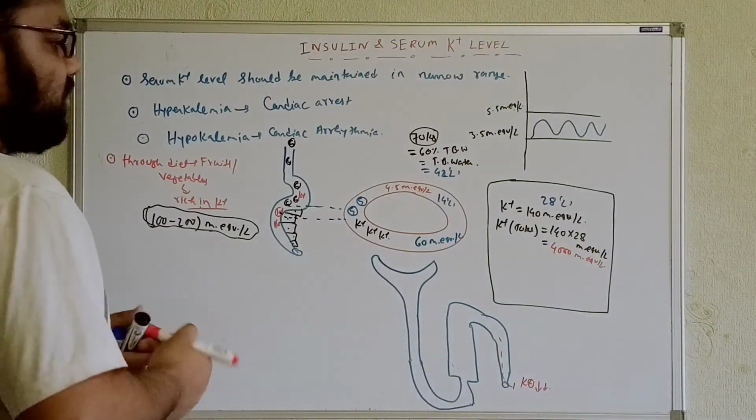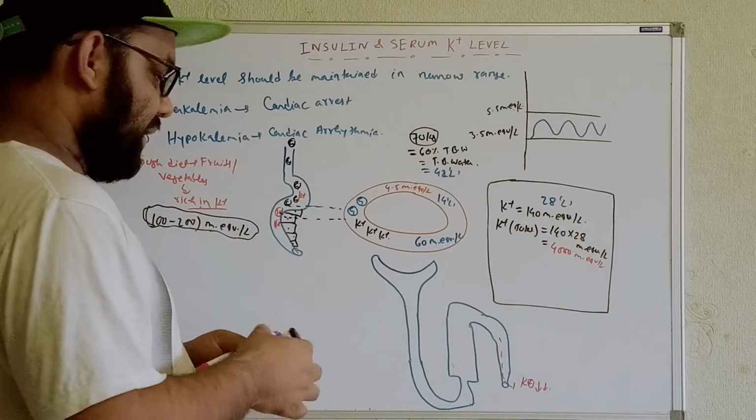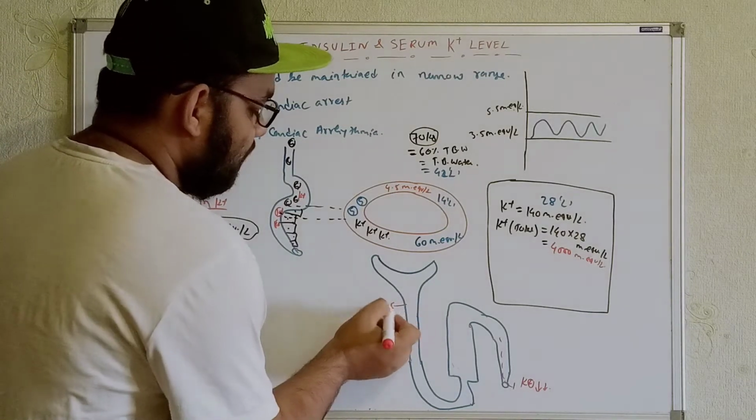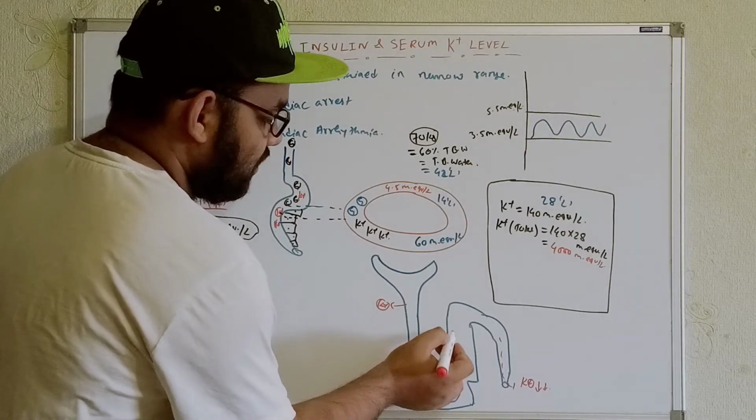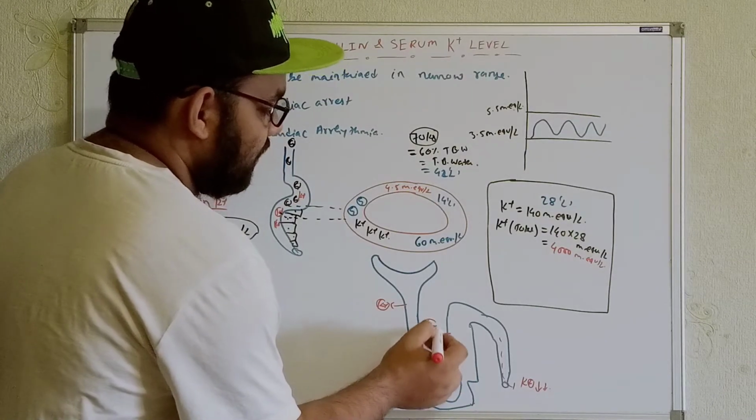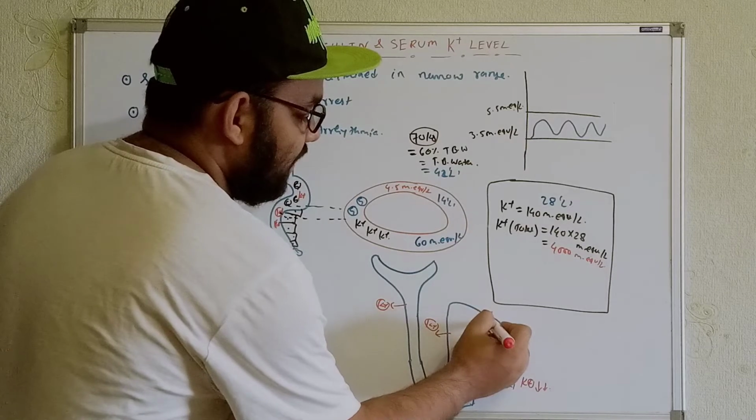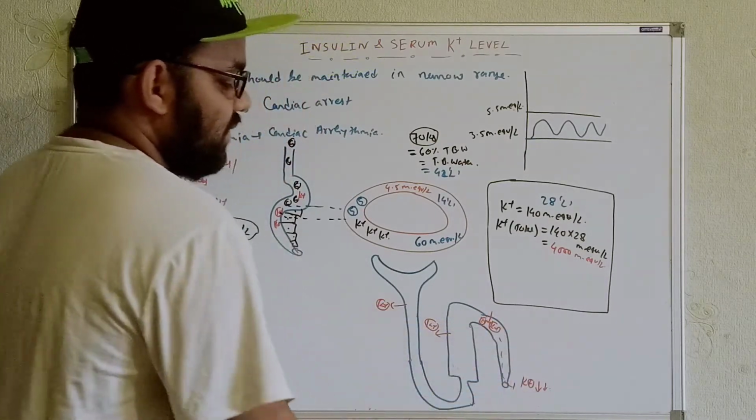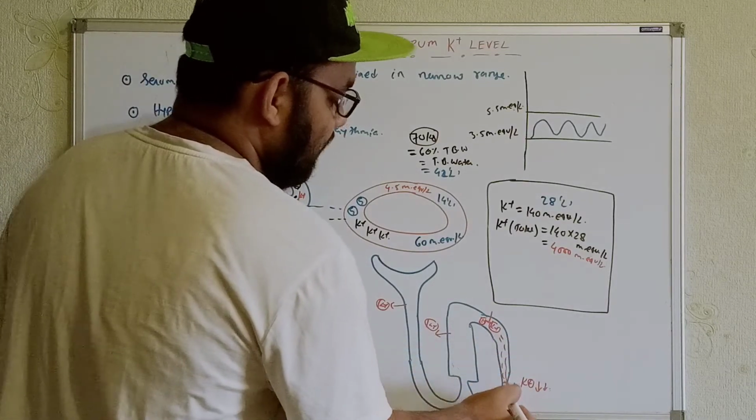Now try to understand, if we say over here that in these portions, the potassium will be reabsorbed. In these portions also, the potassium will be reabsorbed. And in these portions, from the blood, the potassium will be secreted, from the circulation. So this potassium will come out through the urine.